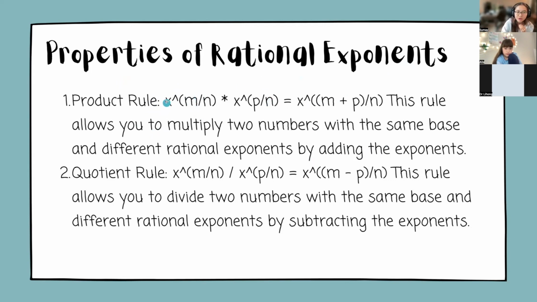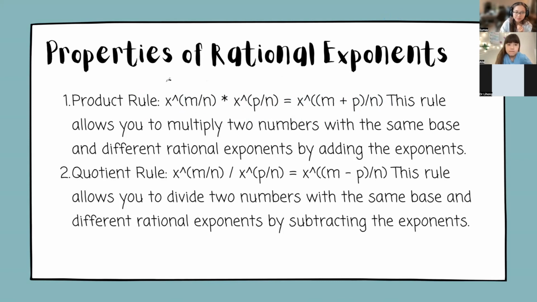So for example, you have x to the power of m over n times x to the power of p over n. And these are just variables representing whatever number that might be. What this means is that the way you can simplify this is that this would be equivalent to x to the power of m plus p over n.